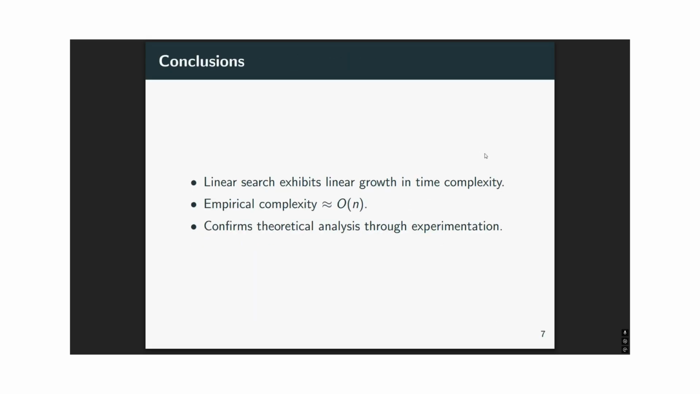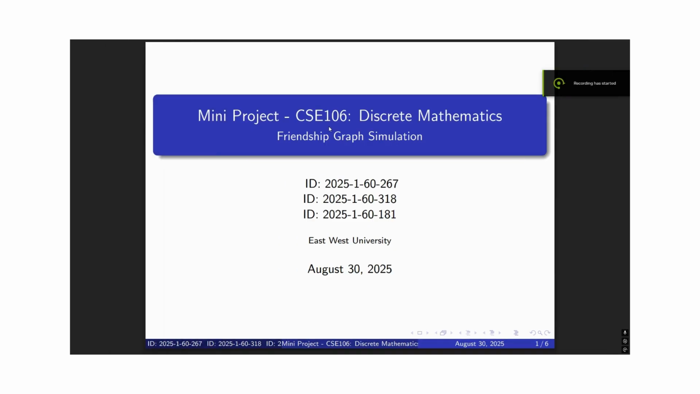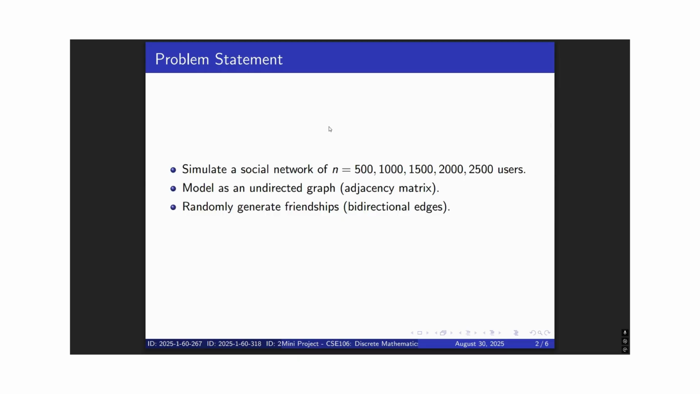So thank you. Now we will move on to our second project, which applies graph theory to model a social network. Our project is a friendship graph simulation. Problem statement: the problem was to simulate a social network. We model users as nodes in an undirected graph with friendships between them as edges. We generated graphs of different sizes, from 500 up to 2,500 users. Friendships, or edges, were generated randomly within a certain probability to create a realistic network.